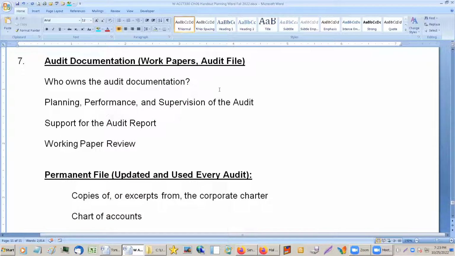Who owns the audit documentation? I think we talked about this. Did we talk about who owns the audit papers, work papers? I can't recall if we did. Okay, the CPA firm owns them. So the CPA firm owns the audit documentation.